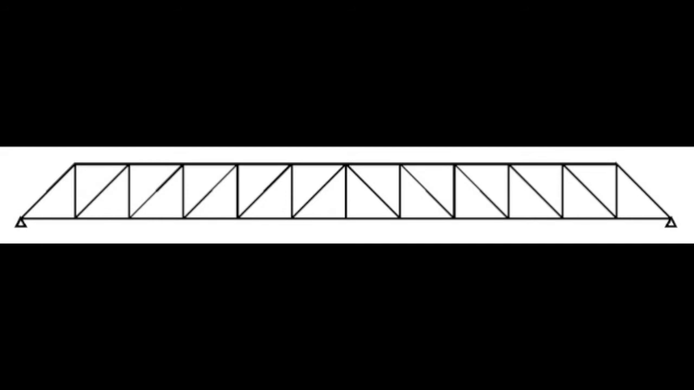The next type of truss is a Howe truss. These bridges consist of vertical and diagonal members that slope up towards the center of the bridge. The diagonal web members are in compression and the vertical web members are in tension.